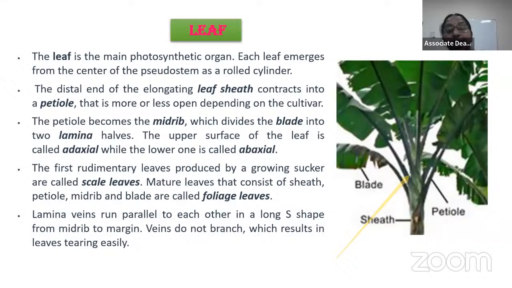And here another important point is the scale leaves and also the foliage leaves. The first rudimentary leaves which are produced by the growing sucker are called the scale leaves. Whereas the mature leaves, consisting of the sheath, petiole, midrib and blade, are called the foliage leaves. And here you can also see on this leaf blade, veins run parallel to each other in a long S shape from midrib to margin.